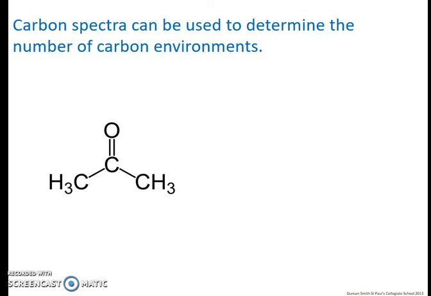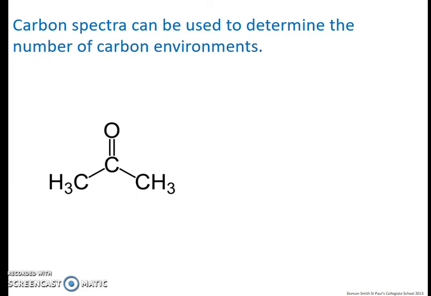But now we come to this molecule, which is propanone. Some of you might know it as acetone or nail polish remover. And if you have a look at this molecule, you can see that there are the two CH3 groups, one on either end, and both of them are actually attached to identical things.